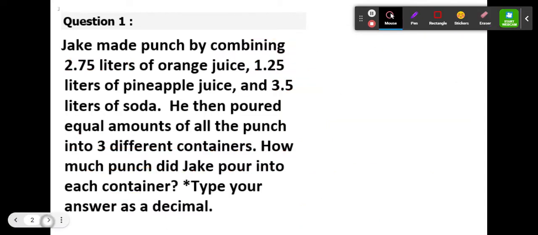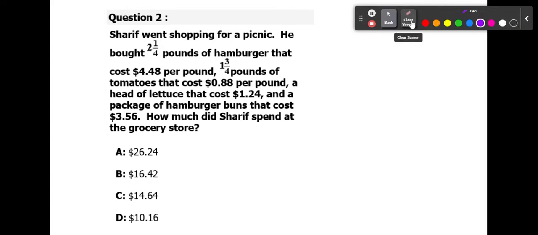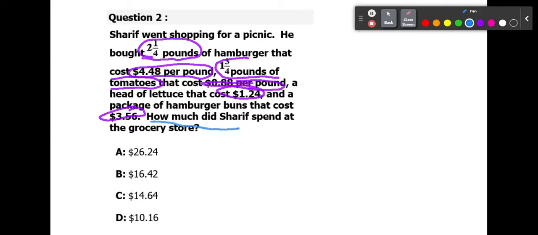All right, number two. Sharif went shopping for a picnic. He bought 2.25 pounds of hamburger that cost $4.48 per pound. Then he wanted 1 3/4 pounds of tomatoes that cost 88 cents per pound, and a head of lettuce that cost $1.24, and a package of hamburger buns that cost $3.56. How much did Sharif spend at the grocery store? All right, so let me underline my question because that's easy to do too. I'm trying to see how much he spent at the grocery store.